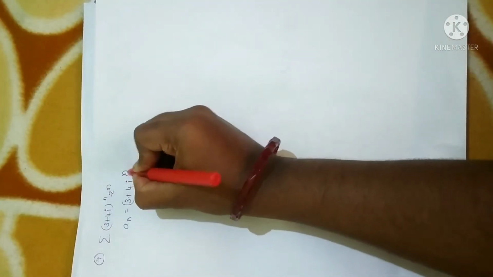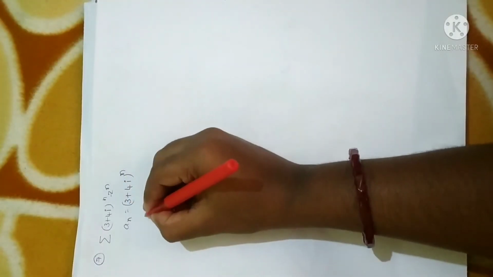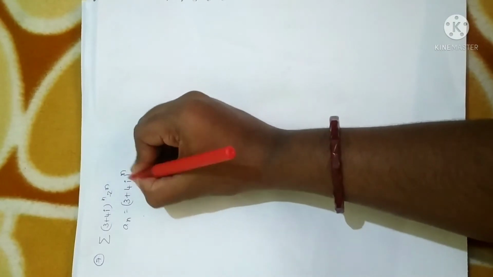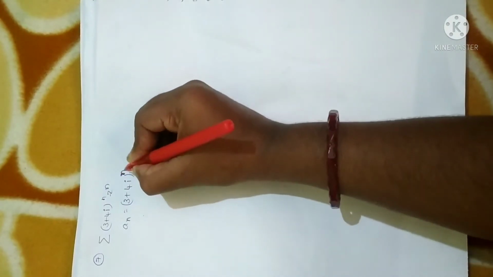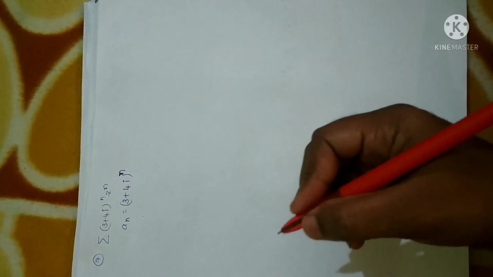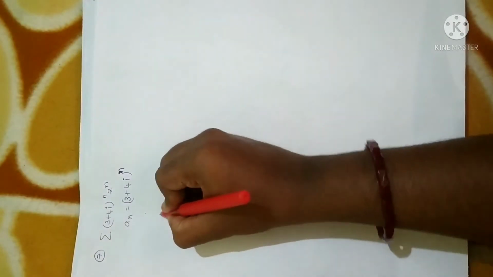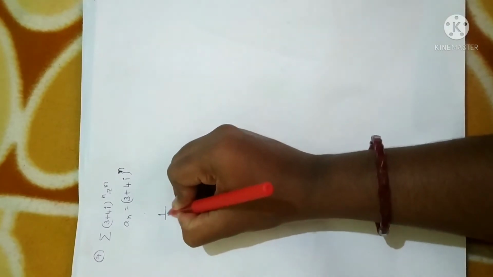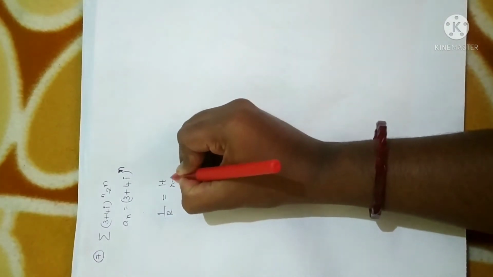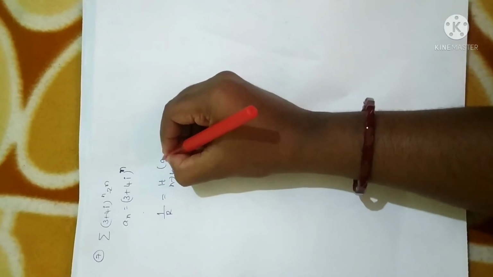That is (3 + 4i) to the power of n. So whenever you have this, remember, whatever the term here may be, we have powers of n. As I said, whenever you have powers of n, you have to use the second formula. So let me write the second formula. It is given by 1/r = limit as n tends to infinity of |an|^(1/n).